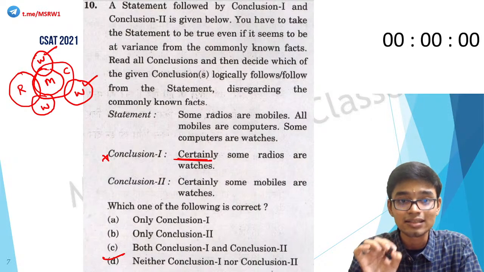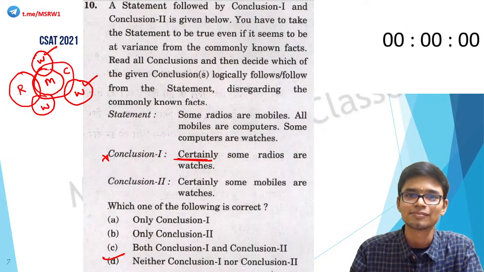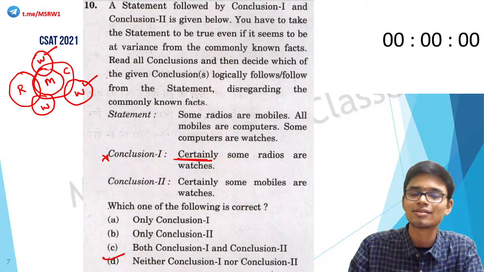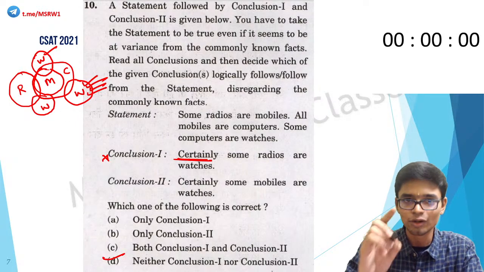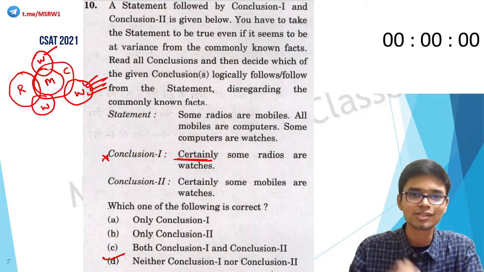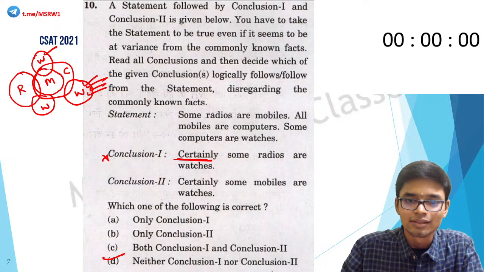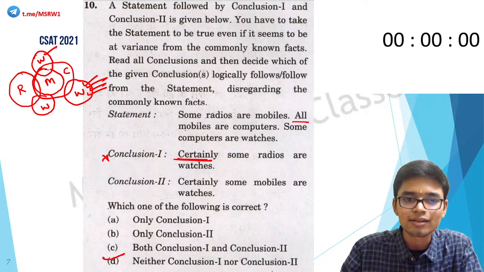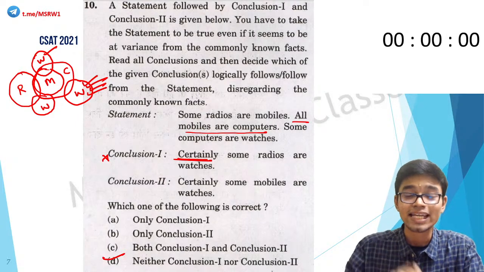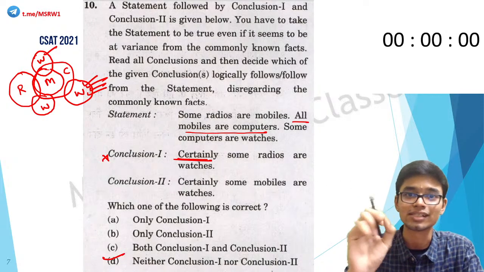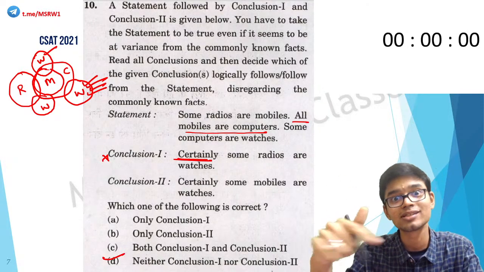Conclusion 2 says certainly some mobiles are watches. Can we say that some mobiles are watches? No. Again, same reason. If we take this one, the third, this circle for watches, then it does not have anything in common with mobiles. I know why you got this wrong. Why you got this wrong is because this statement, all mobiles are computers, is very, very tricky. Okay, it says all mobiles are computers. It does not say all computers are mobiles.